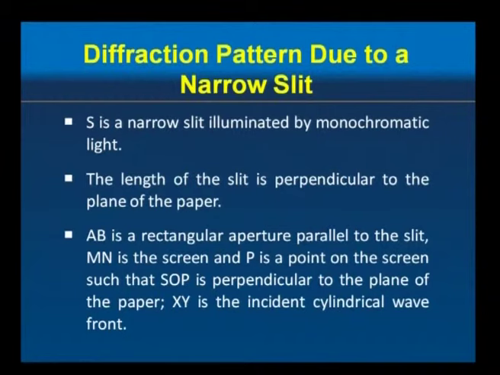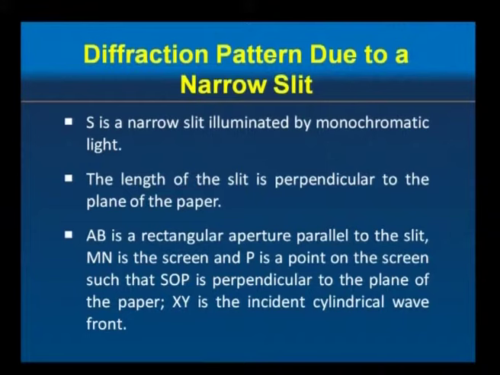So let us now start with S, a narrow slit illuminated by monochromatic light. The length of the slit is perpendicular to the plane of paper. AB is the rectangular aperture parallel to the slit. MN is the screen. P is a point on the screen at which we want to find the intensity initially, and then we go to P double prime.